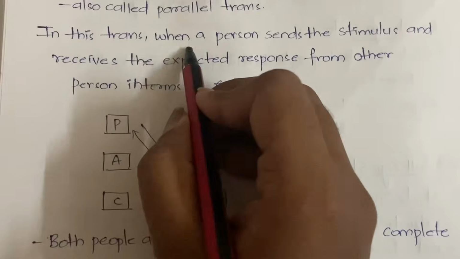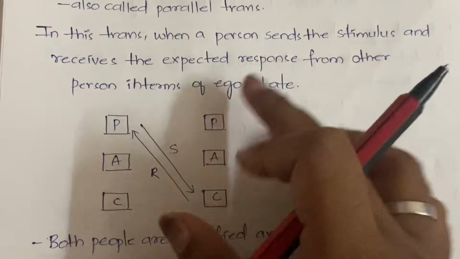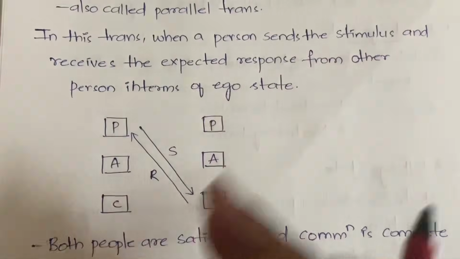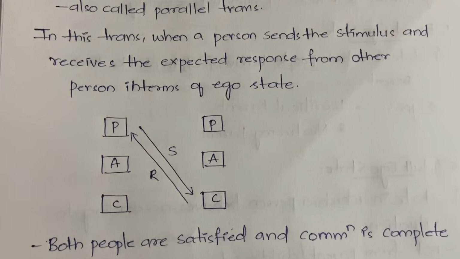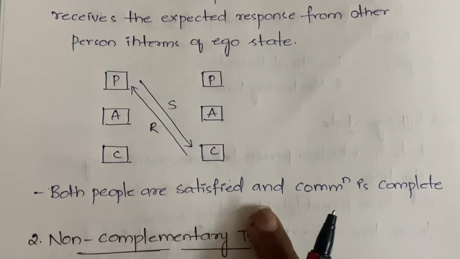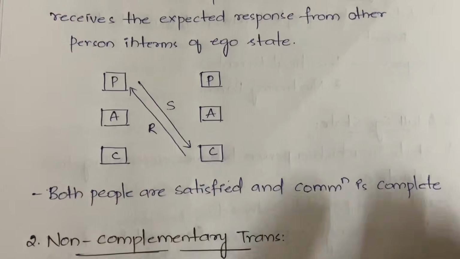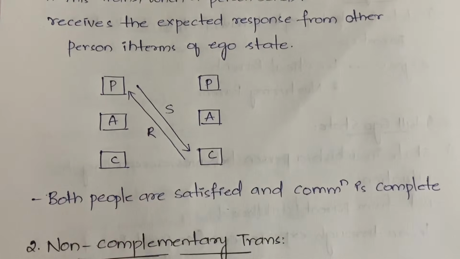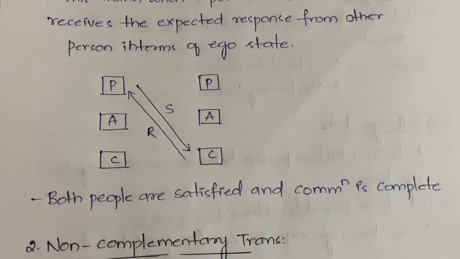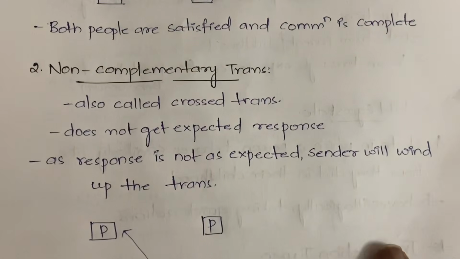So again, I'm telling you, in this transaction, when a person is sending the stimulus and receives the expected response from the other person in terms of ego state, then it is called a complementary. Parallel. Why is it parallel? You are sending a stimulus and you are getting the expected response. Parallel, there is no clash, right? Whatever you sent, the same response you're getting. Okay, so here both people are satisfied and the communication is said to be completed, because the sender has sent the message or the question, whatever it is, and the response is also in the same.